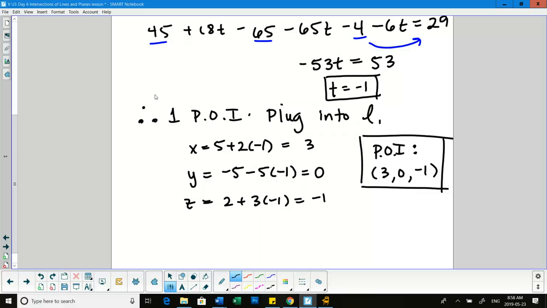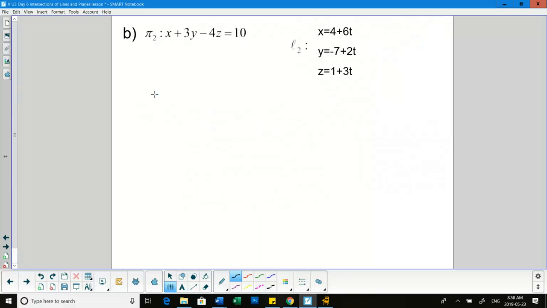Can I flip? We're all good? Okay. So similarly, I just want to show you another thing that you might approach here. So we have plane number 2 and line number 2. I'm going to do the same thing. So we're going to plug the parametric equations into our plane.